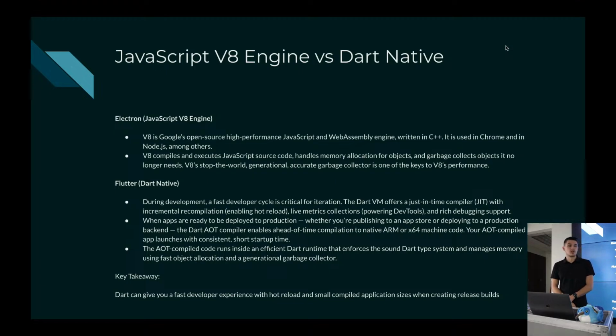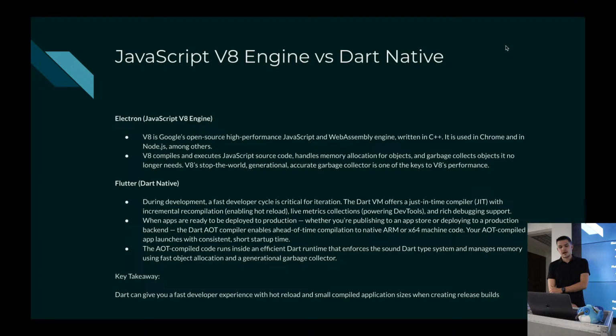Flutter uses Dart native, which during development has a fast developer cycle and is critical for iteration. The Dart VM offers a just-in-time compiler with incremental recompilation, enabling hot reload, which is one of Flutter's favorite features. Live metric collections through the dev tools, and rich debugging support. When apps are ready to be deployed to production, whether you're publishing to an app store or deploying to a production backend, the Dart AOT compiler enables ahead-of-time compilation to native ARM or x64 machine code.